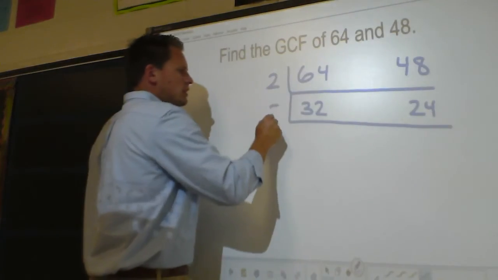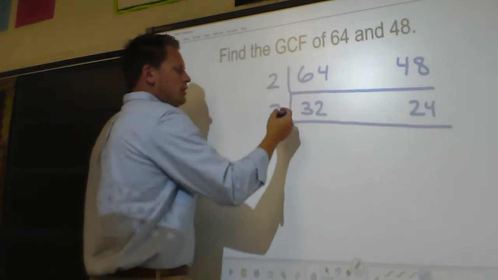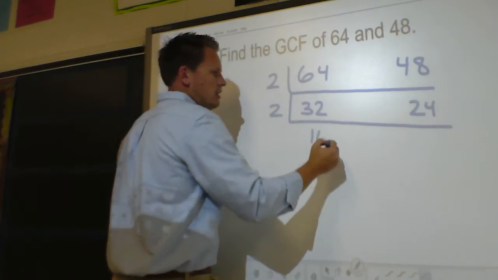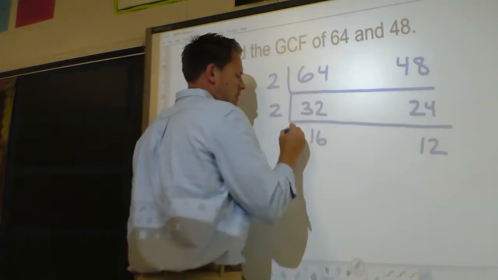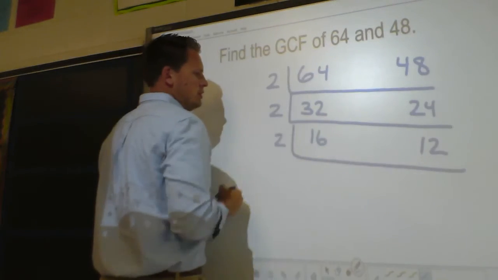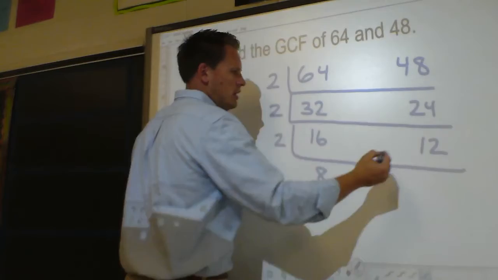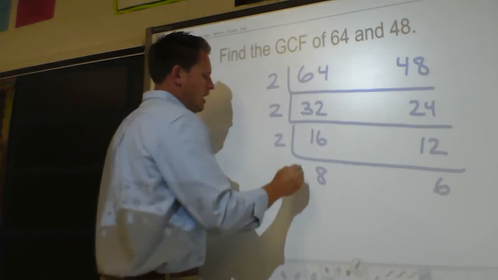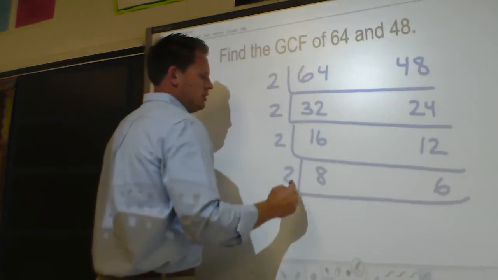They're both even still. Pull out another 2. 32 divided by 2 is 16. 24 divided by 2 is 12. They're both even still. Pull out another 2. 16 divided by 2 is 8. 12 divided by 2 is 6. They're both even. Pull out another 2.